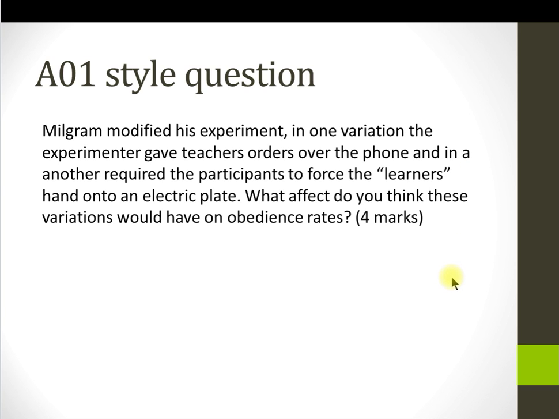Right, another question. Milgram modified his experiment in one variation. The experimenter gave teachers orders over the phone, and in another required the participant to force the learner's hand onto an electric plate. What effect do you think these variations would have on obedience rates? So, you're being asked to extrapolate from what you know about obedience to a situation that you don't know. I'm going to be a little lenient, obviously, because we're going to look at variations of Milgram in a lot of detail next time. But this is to get your instinct.